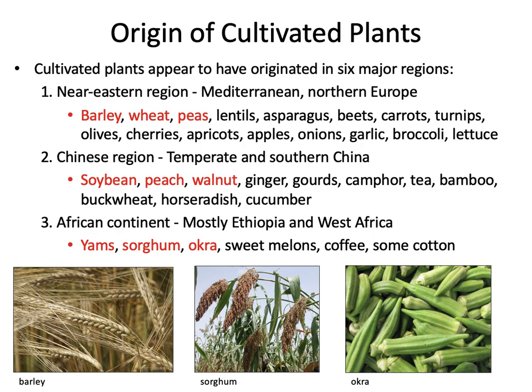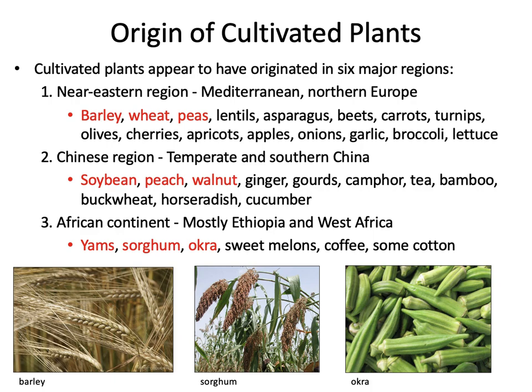Cultivated plants appear to have originated in 6 major regions, and different textbook authors and scholars have different ideas on this, but for this class we're going to go with this idea that there are 6, and of course this is a bit arbitrary, but it gives us a framework from which to understand where native plants first evolved.